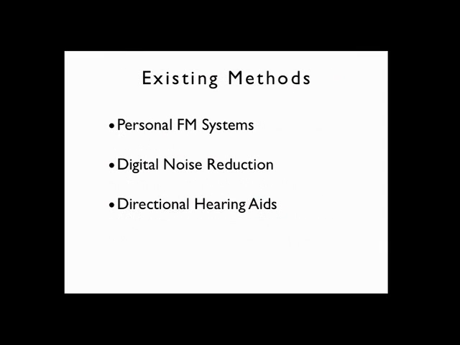So just a couple of the existing methods of dealing with background noise. The first is called personal FM systems. These are commonly used in environments such as churches or meeting rooms. They work really well where there's one speaker and many listeners. The problem is if there's more than one speaker in the environment, there can be interference, and there are also some privacy concerns because anyone with a receiver can pick up what the speaker is saying.